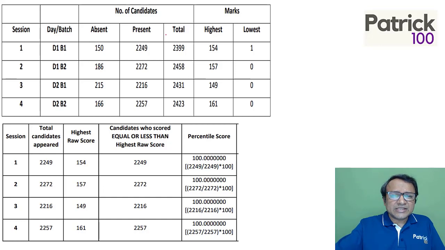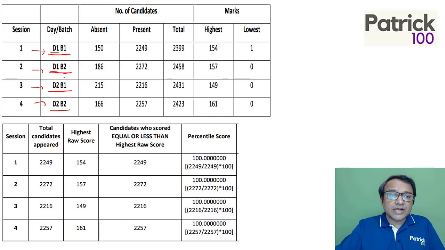Here, the formula given on their website assumes there are 4 batches, D1, B1, D2, B2, so 4 slots: first slot, second slot, third slot, fourth slot. They gave an example that there were 2249 students present. So your percentile is counted based on the number of students present, 2249.